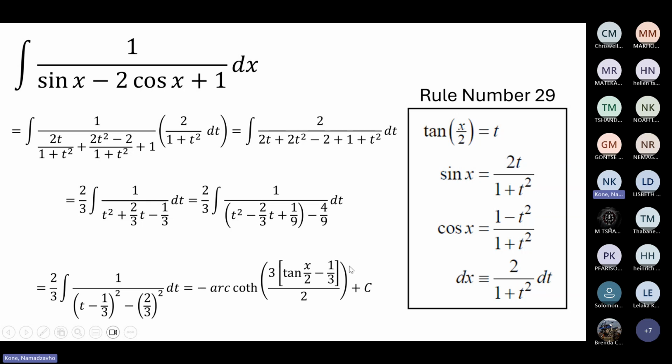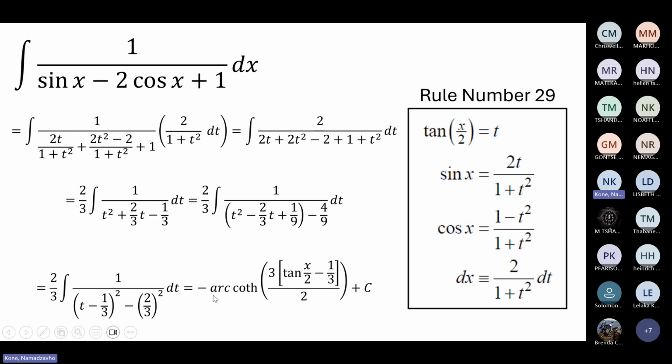Rule number 29. And now that 2 over 3 is the one that you see outside. This, after being factorized, becomes t minus 1 over 3 squared. And our 4 over 9 is 2 over 3, all in brackets, squared. And this is our a, and this is our f of x. And that rule says minus. Now it is only arc cos.